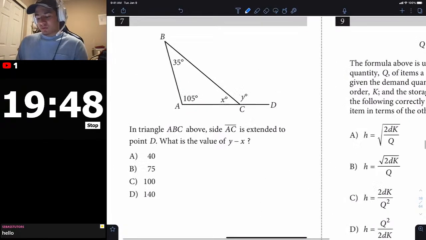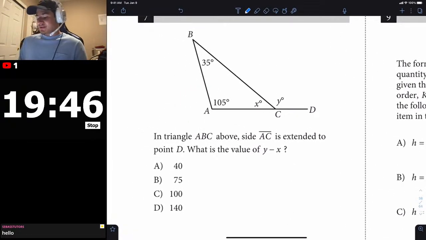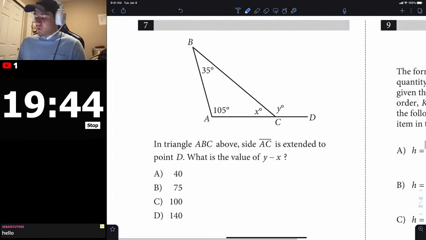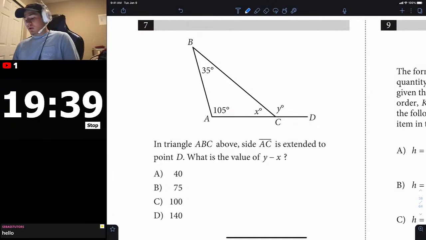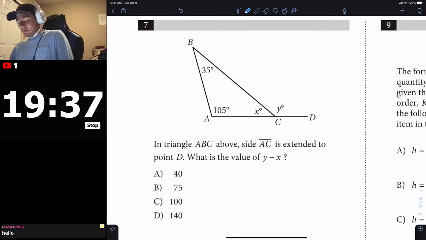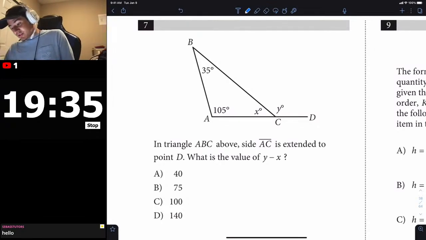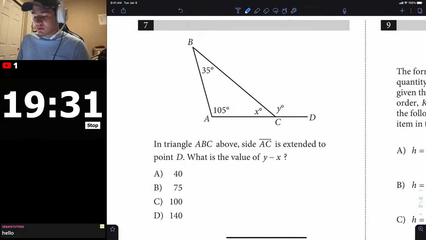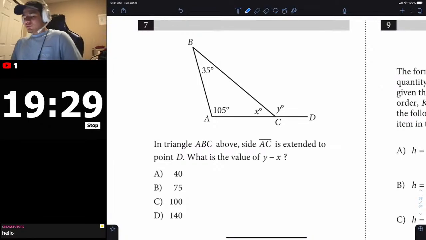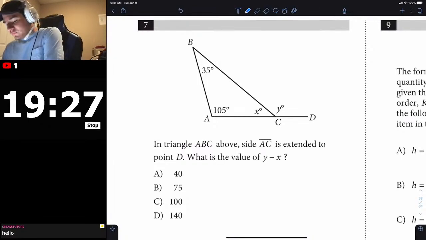In triangle ABC above, side AC is extended to point D. What is the value of y minus x? Alright. Well, we can find angle. There's an exterior angle theorem you could use here, but I think it's easier just to know. Well, it's not easier, but it makes more sense just to go about it the regular way.